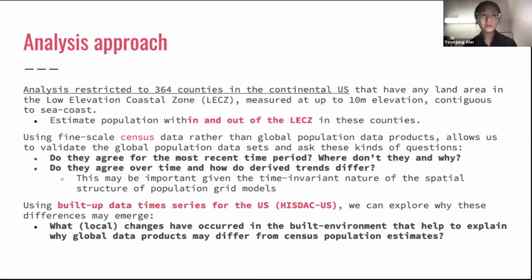So we focused on 364 counties in the US which have any land area in LECZ, which was measured up to 10-meter elevation. We also used block level census data as reference data to compare with the global population products to examine population count and growth rate at different time points. We also used HISTEC data to research and understand why these global data products may differ from census population data.